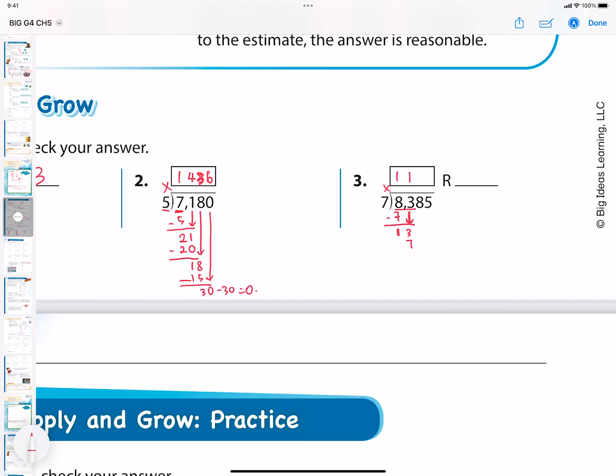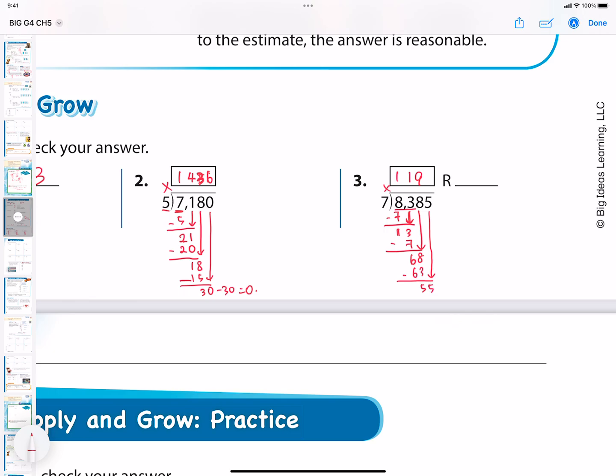7 times 1 is 7. Take away, and which is what? It's gonna be 6. And then I'm going to bring this down, and it's gonna be a 68. So 7 times what is closer to 68 but not greater? Yes, we know 7 times 9 is 63. So it's not greater than 68, right? This 68 take away 63 is what? 5. Now I'm going to bring this down, 55.